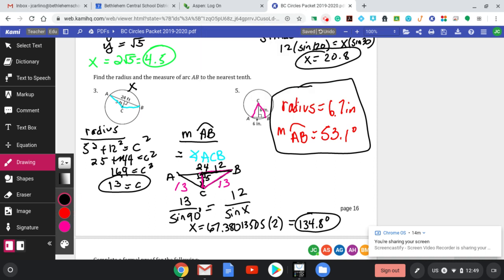Okay, let's see how you did. I'm getting 6.7 inches for the radius after doing the Pythagorean Theorem. And then I am getting 53.1 degrees for angle ACB, which is also equal to the measure of arc AB, 53.1. If you're getting half that, remember you've got to double it. I still used law of sines, and I doubled that answer. Ask questions in the next Google Meet. If you didn't get that, we can figure out where you went wrong. Don't be bashful to ask questions.